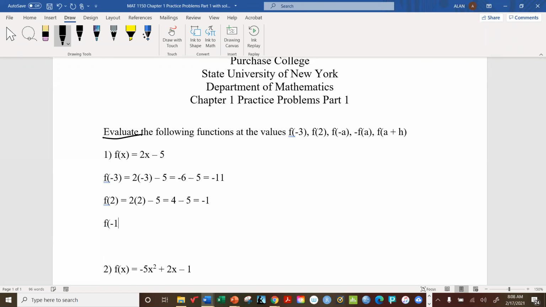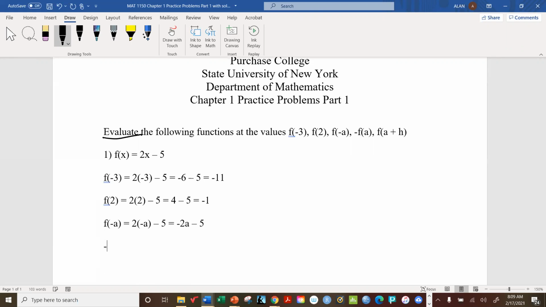Now, this is where it gets a little strange. f of negative a is clearly not a number, but we can still do this by just replacing all the x's with negative a's, and this would be our final result. We can't do anything else with it unless we know the identity of a.